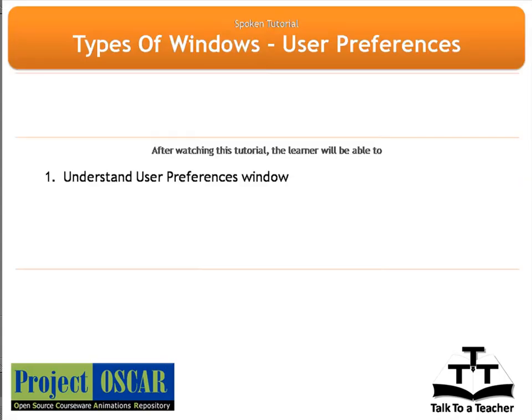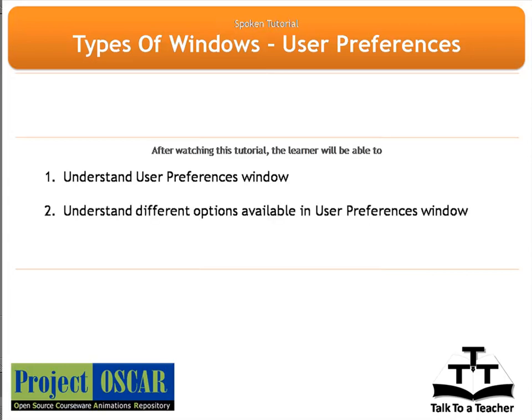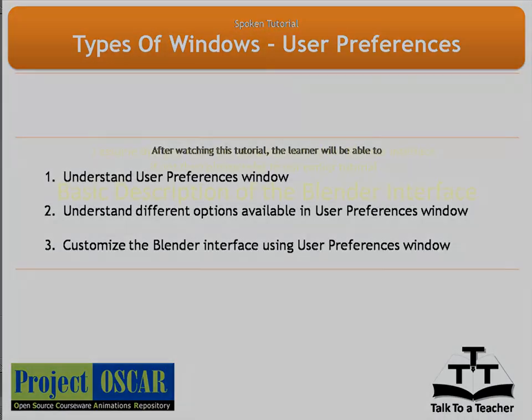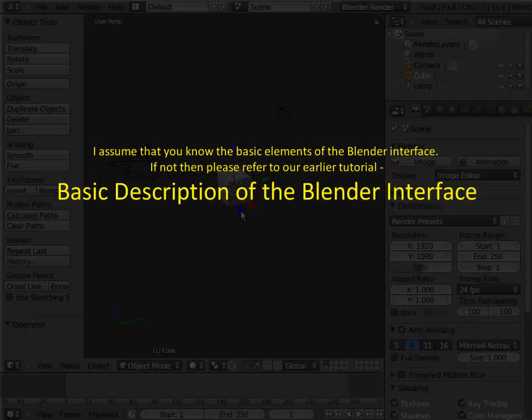After watching this tutorial, we shall learn what is user preferences window. What are the different options available in the user preferences window? And how to customize the Blender interface using the user preferences window? I assume that you know the basic elements of the Blender interface. If not, then please refer to our earlier tutorial, Basic Description of the Blender Interface.